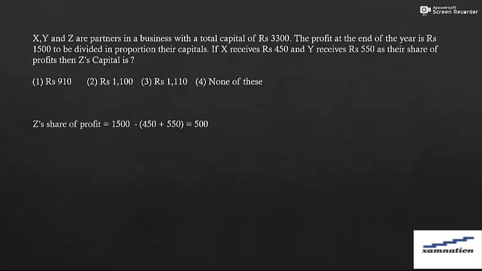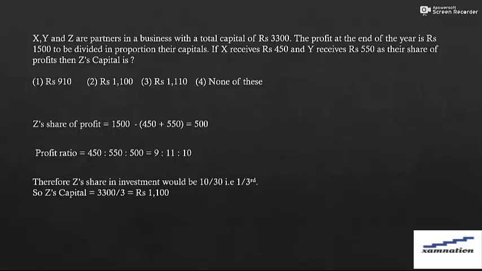Now, since we have all the three profit figures, we can calculate the profit sharing ratio, and as we have learned earlier, the profit sharing ratio is the same as the investment ratio. So the profit ratio here is 9:11:10. Using this ratio, we can calculate the investment made by Z. So that will be 10 upon 30, that is 1/3, which comes down to rupees 1,100.